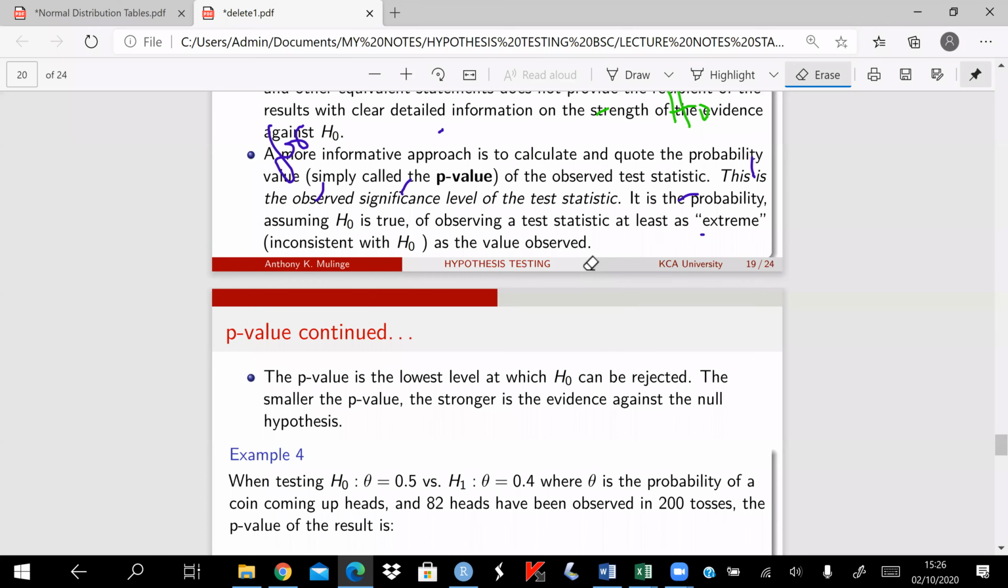Example. We have an example here. When testing the hypothesis that theta is 0.5 versus the alternative that theta is 0.4, where theta is the probability of a coin coming up heads. So this is a binomial scenario, a coin coming up heads, and 82 heads have been observed in 200 tosses. The p-value of the result is given by, I've shown how the calculation is done.